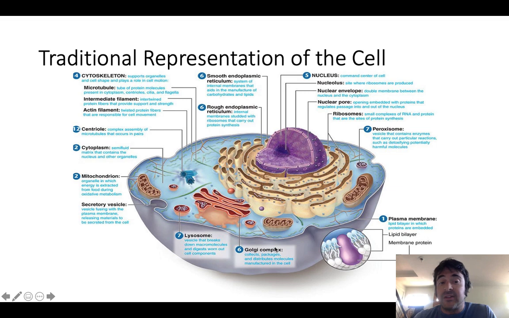So if I say a cell membrane, I'm talking about an internal membrane within the cell, probably around a specific organelle. When I talk about the plasma membrane, I am talking about the primary membrane that forms a selectively permeable barrier between the outside and the inside of the cell. Just keep that in mind.